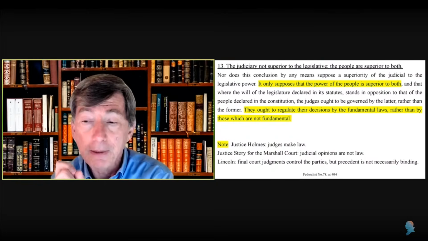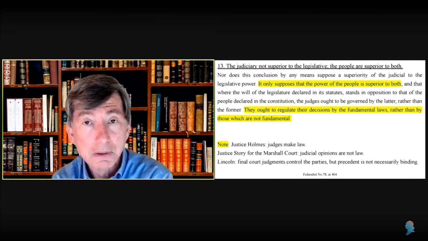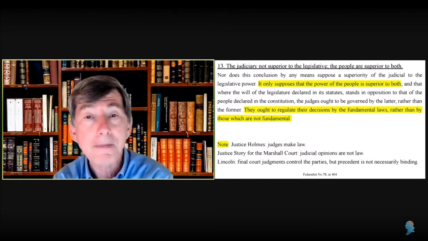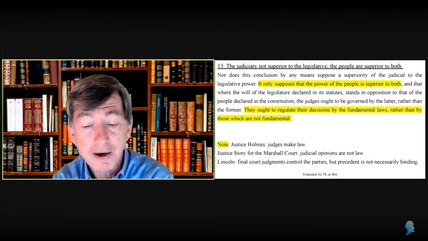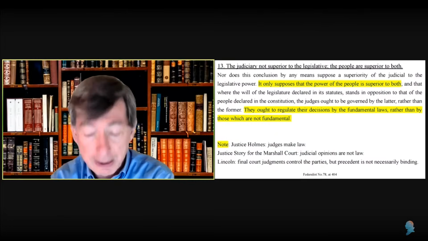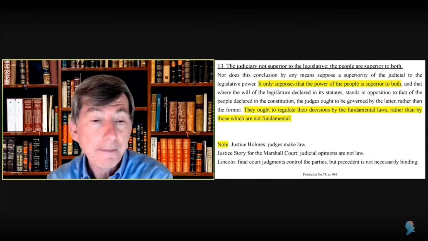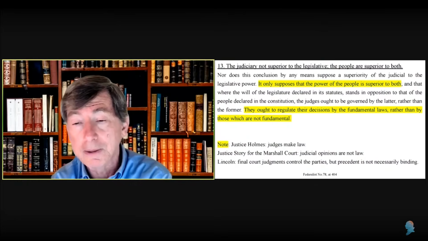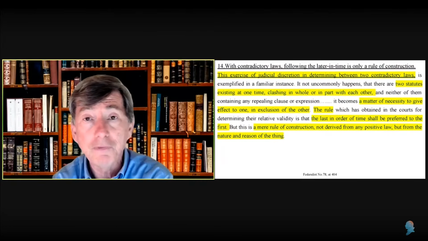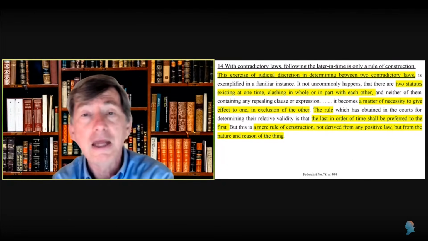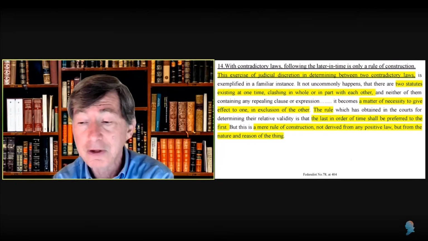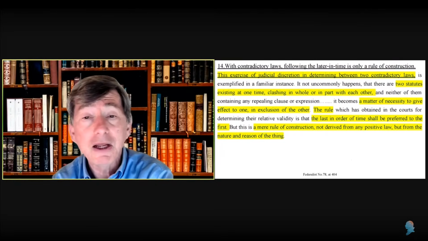In terms of the power of the court, remember what Lincoln said, and we'll talk more about this. Lincoln made a distinction, as he should have, between final court judgments, which control the parties, and precedent, which is not necessarily binding. With contradictory laws following, the later in time is only a rule of construction. Normally, if you have two statutes that are in conflict and you can't reconcile them, the later in time controls. And as he says, this is a rule of construction by the nature of the thing.